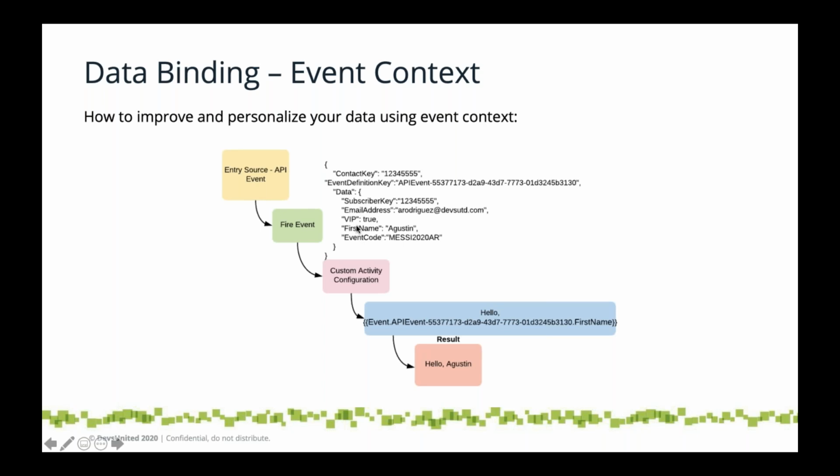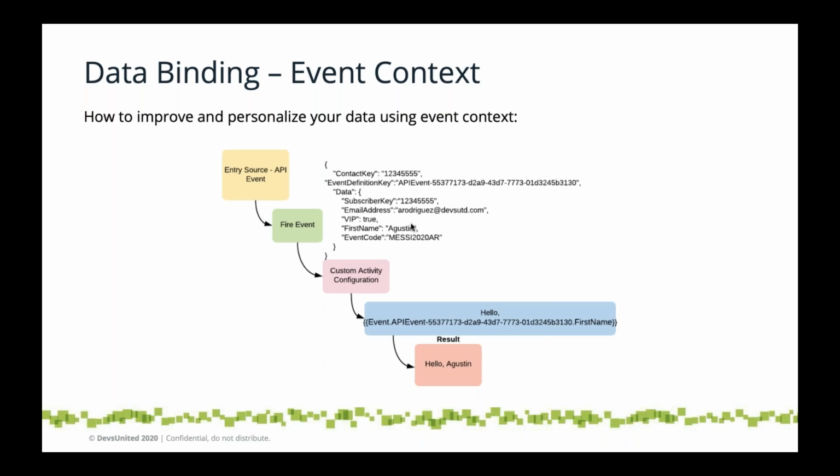For example, if the fire event that we are using has these properties, subscriber key, email address, VIP, first name, event code, we can replace any property in the message with these values. So if we want to put first name, we can put event brackets, event dot API event and the event definition key, dot the field that we want to replace. And the result will be something like this: hello and the name.